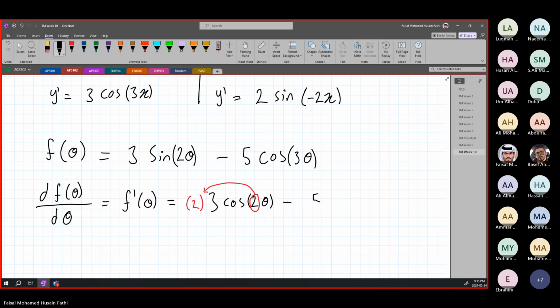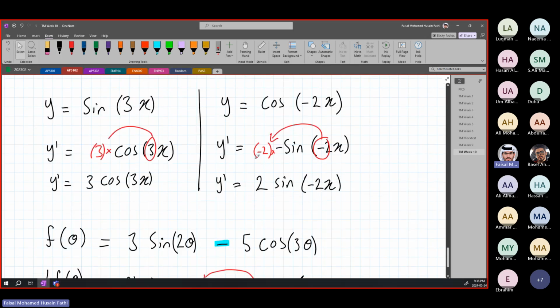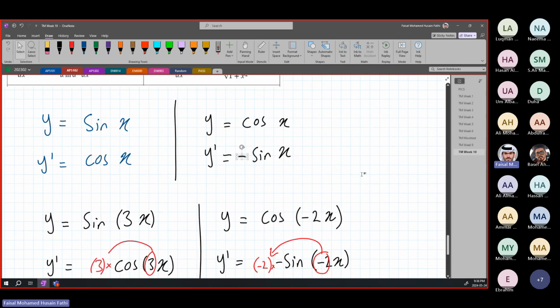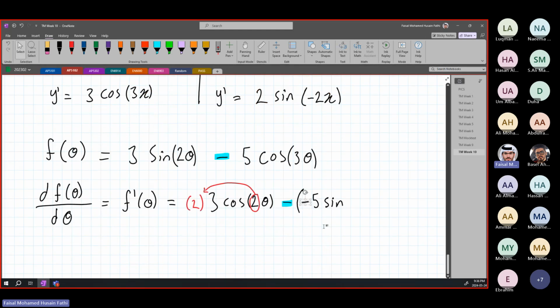5 cosine 3 theta. The cosine, now this is very important, all right? So this is minus 5 cosine. This cosine becomes sine, but it becomes minus sine. So it becomes minus times minus again. All right. This minus outside, we kept it outside. All right. So let me highlight it so you guys can see the bigger picture. This minus is this minus. All right. The minus inside is due to the rule of cosine. When it goes to sine, it becomes minus. Okay. So it becomes minus 5 sine 3 theta.